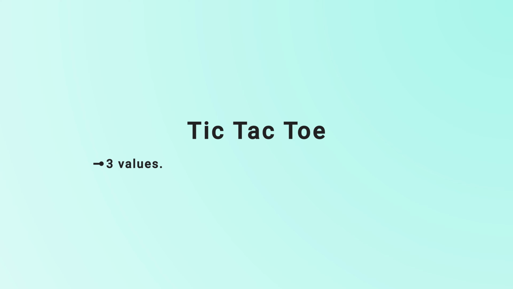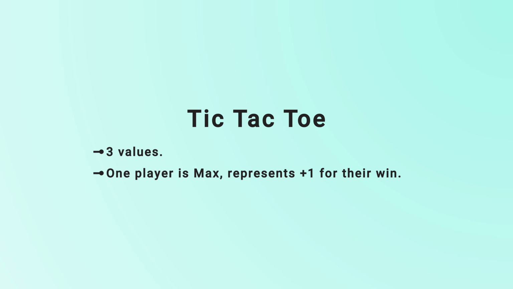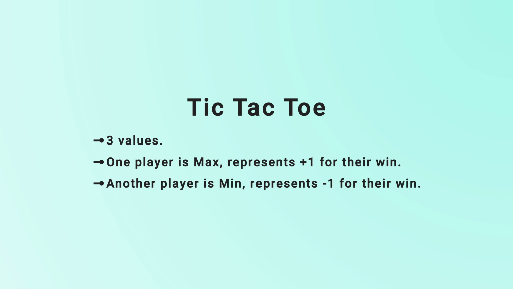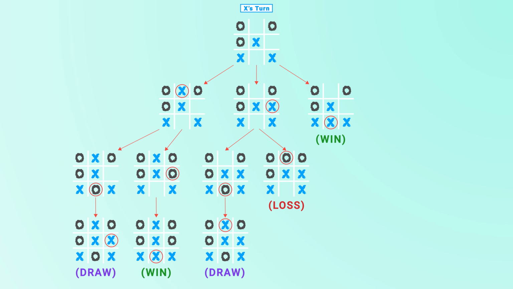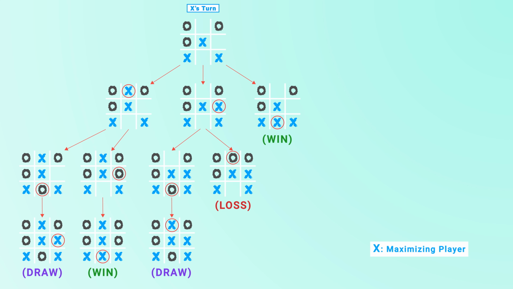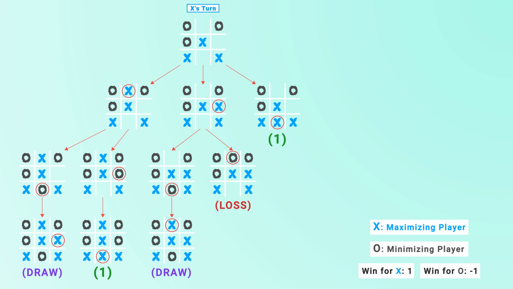In TicTacToe, we will have only 3 values. One player can be max, representing +1 for their win. The other can be min, representing -1 for their win. And 0 will represent a draw. Let's represent the previous game state in the Minimax tree and try to choose the optimal move. Suppose X is the maximizing player, that means O is the minimizing player. The win for X will be represented by 1, while the win for O will be represented by -1. All the draws will be represented by zeros.